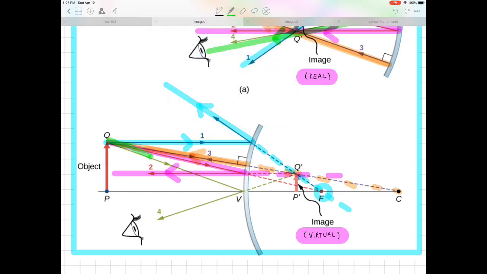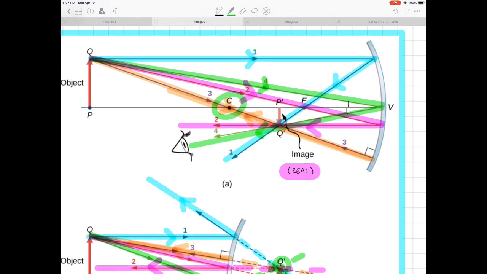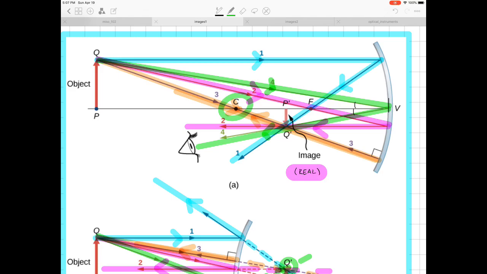And then the fourth ray, the ray that comes down and hits the center of the mirror right at the optical axis, reflects at the same angle, and then you trace that back. Again, it appears to come from spot Q prime behind the mirror. And so in the concave mirror example, given the location where the object was, the image that formed here is what's known as a real image. Notice how the image is inverted. It's upside down compared to the object.